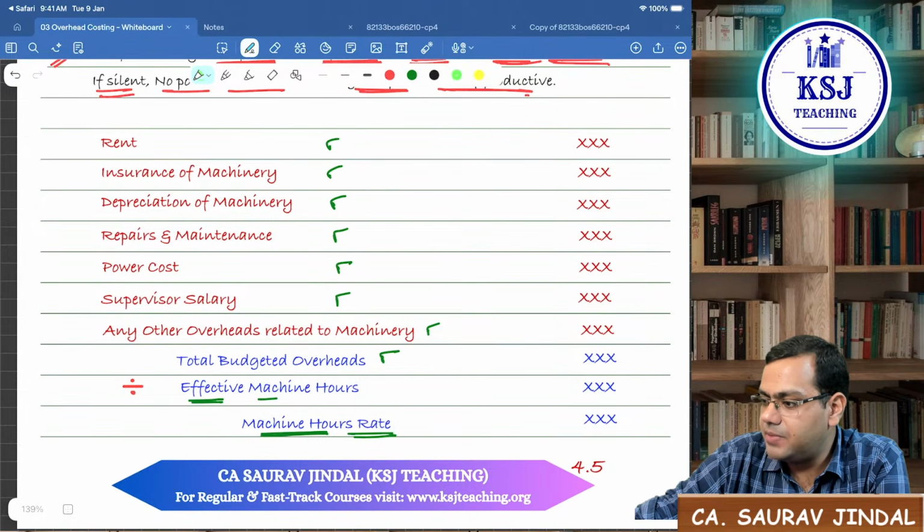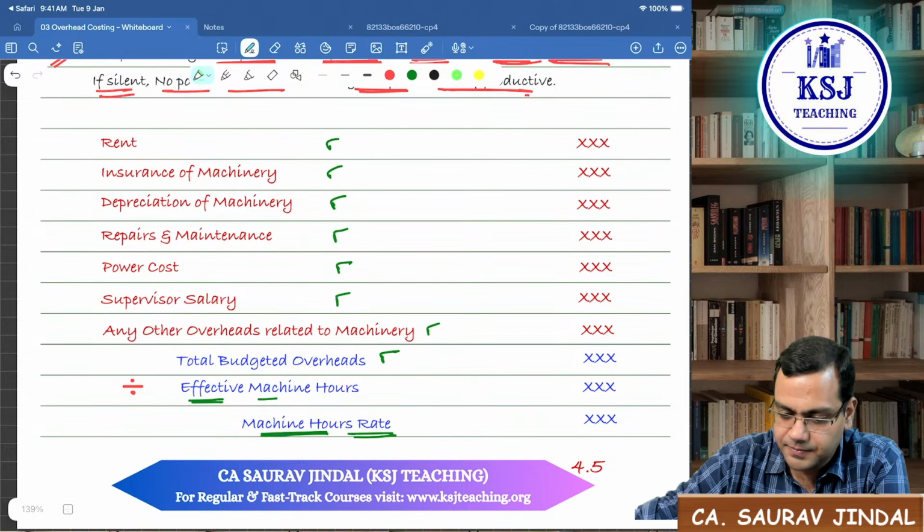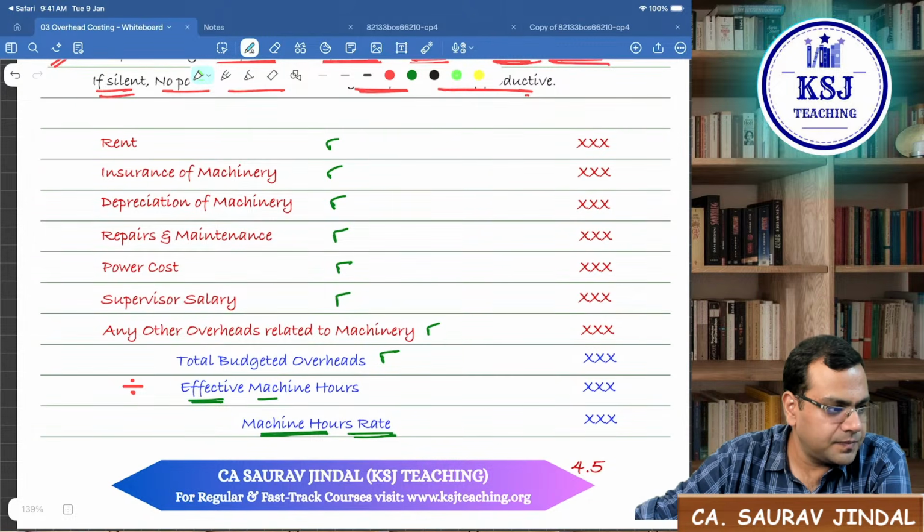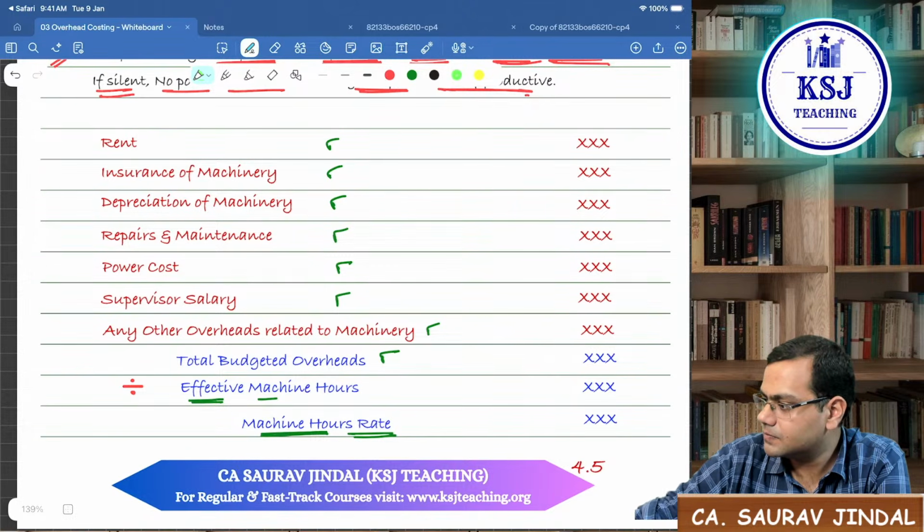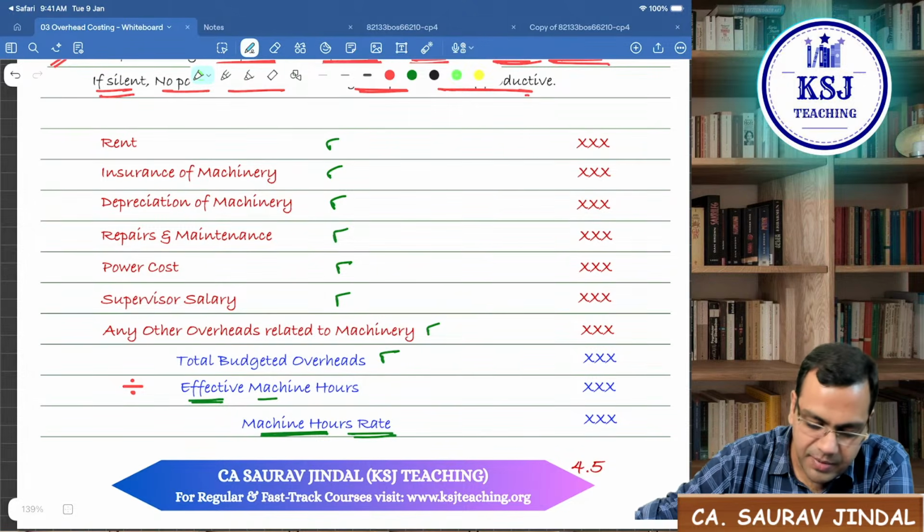Yes, rest of the people, is it clear? Machine hour rate. Sure, sir. Rashid, sir. See you in Chennai next month. Okay, everybody clear with this?